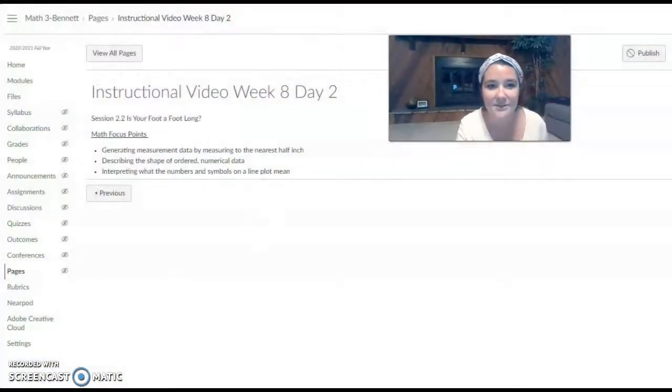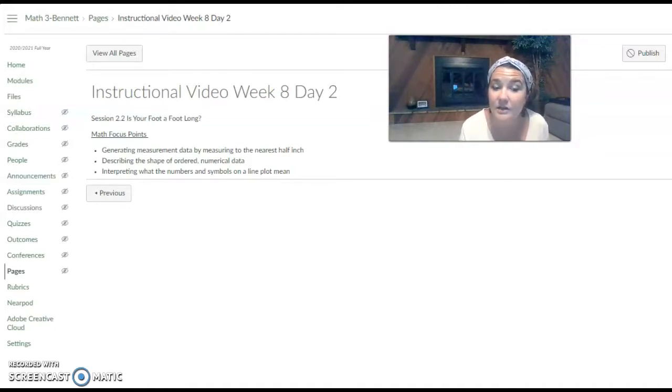All right, so let's take a look at our math focus points. Today we are working on generating measurement data by measuring to the nearest half inch. We saw that in that very first video, how we looked at a ruler and talked about how to measure to the nearest half inch. We are going to be describing the shape of ordered numerical data, so looking at our line plots and looking at where data is clustered. Is there any data far apart? And looking at the general shape of the data, okay?